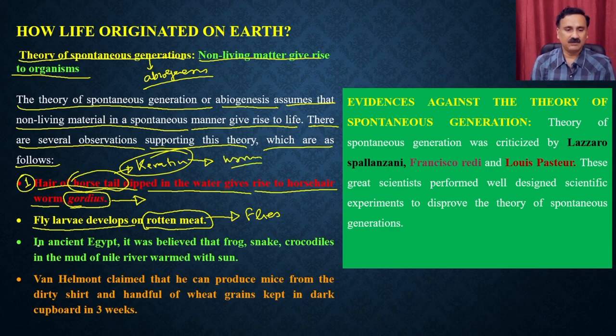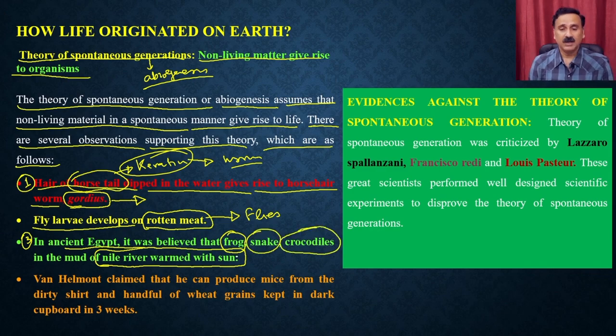Then the third observation was that in ancient Egypt, people believed that when the Nile River is warmed by the sun, it gives rise spontaneously to the development of frogs, snakes, and crocodiles. So it was spontaneous, right? People observed that if there is sun on the Nile River, it actually gave rise to different types of animals like frogs, snakes and crocodiles.